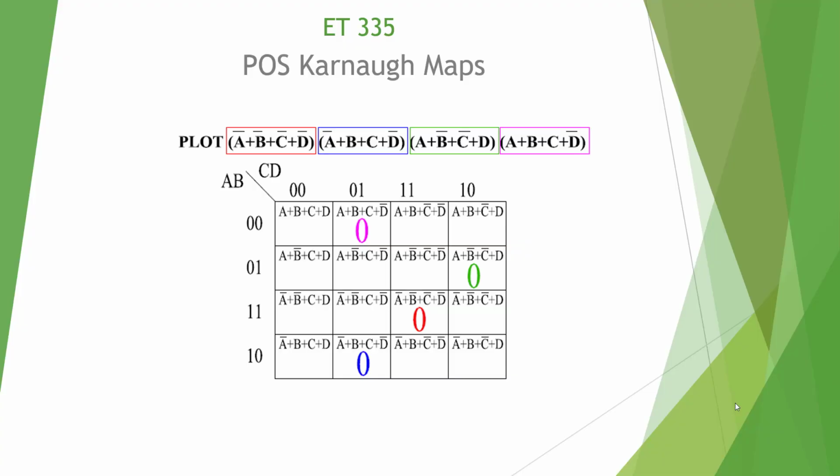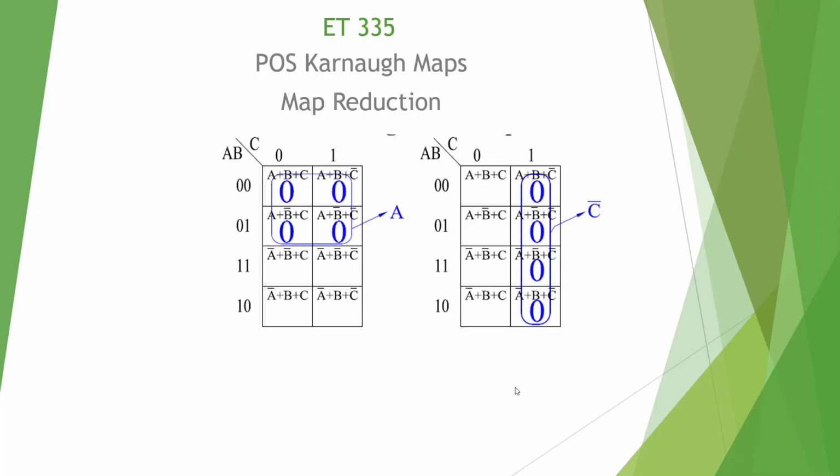Okay, let's check it. Okay, here we have our colorful answer, and we have red, and it should be A bar plus B bar plus C plus D bar. And blue should be A bar plus B plus C plus D bar. And green should be A plus B bar plus C bar plus D. And our magenta here should be A plus B plus C plus D bar. Good job.